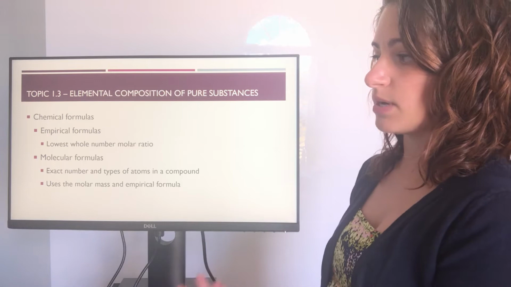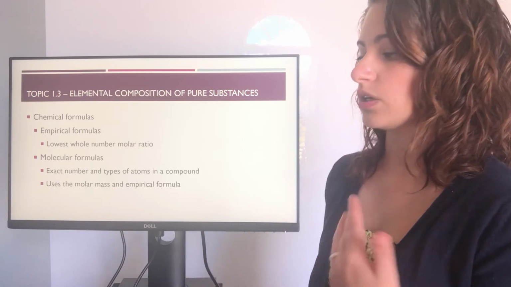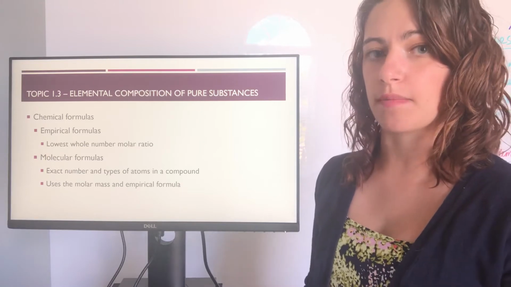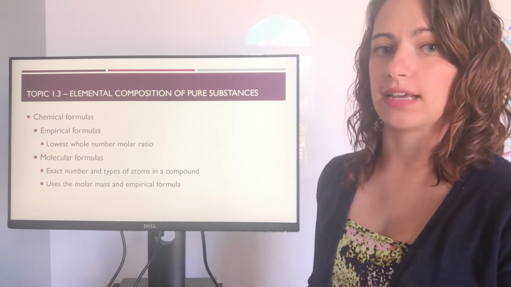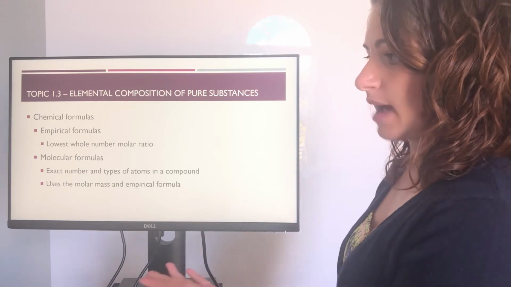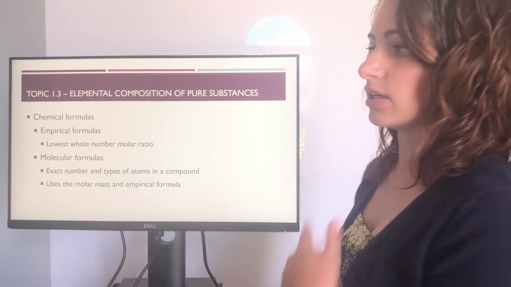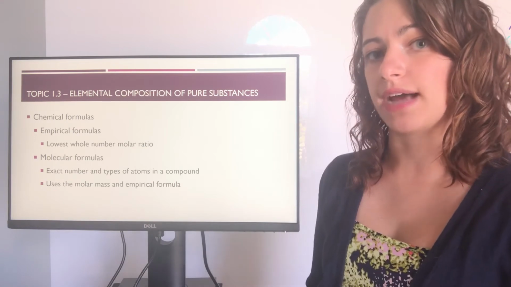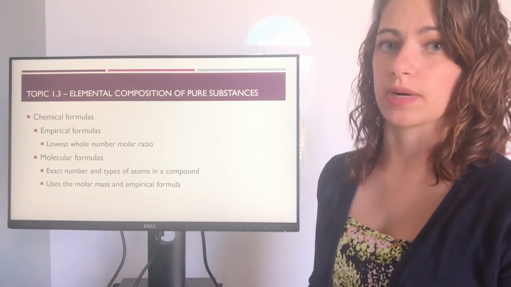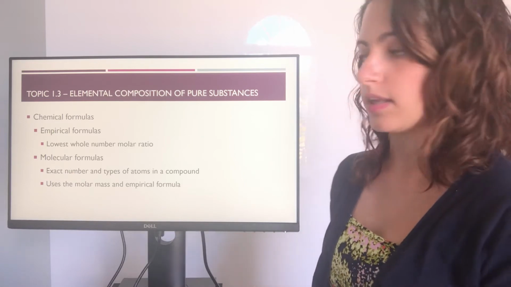To get from an empirical to a molecular formula, you can use the molar mass to figure out how much more massive the actual compound is compared to what the mass is based on the empirical formula. If the known molar mass of your compound is 3 times the molar mass using the empirical formula, you know that your ratios are 3 times the empirical formula.